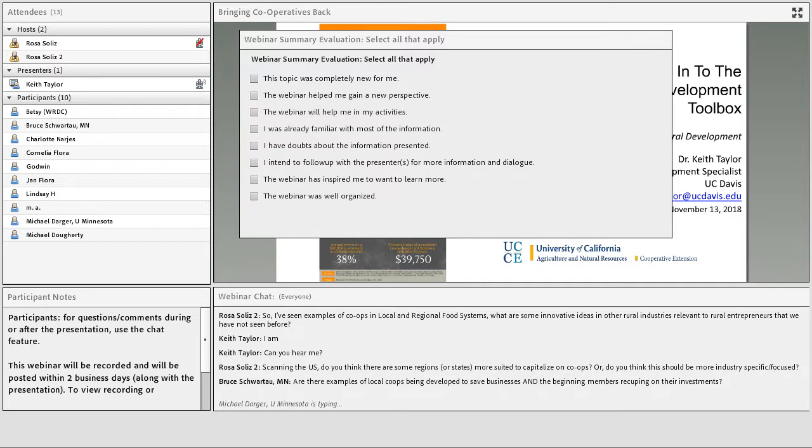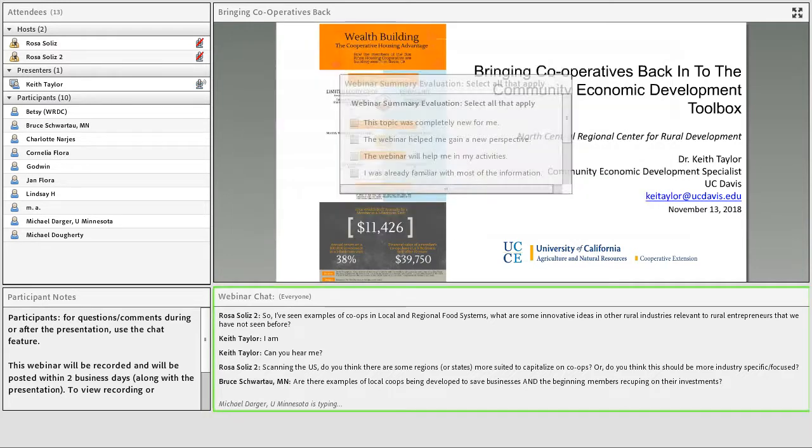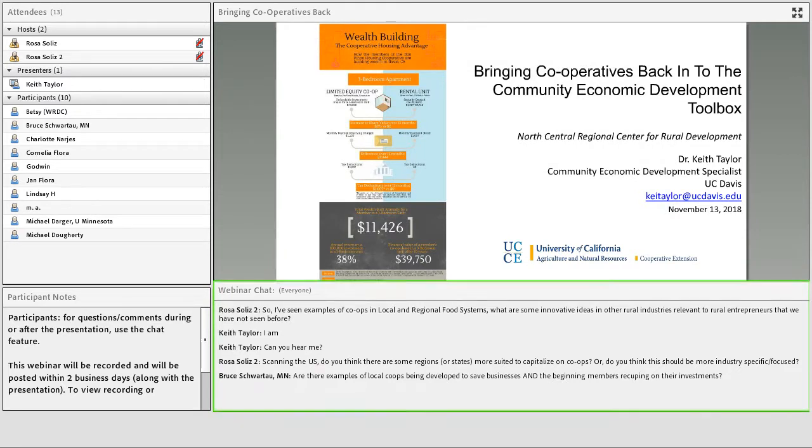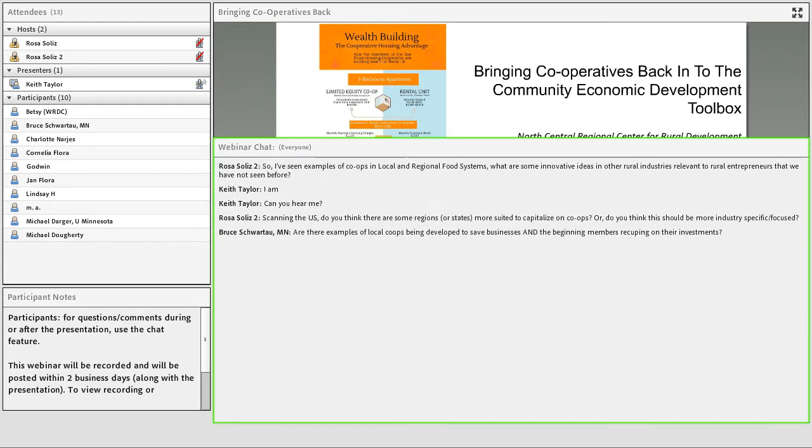A couple more questions. I'll move over to Bruce and I'll come back to Rosa. Are there examples of local co-ops being developed to save businesses and beginning members recouping their investments?